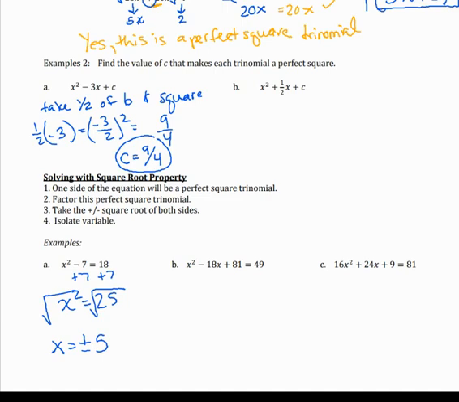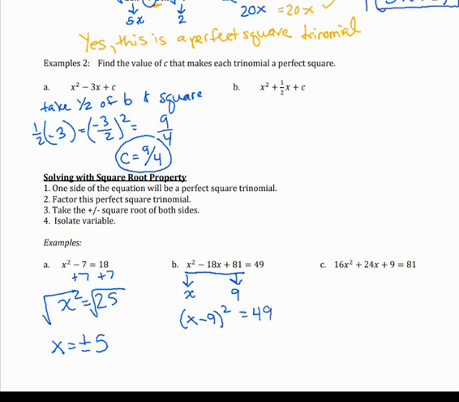With B, it's not so simple, right? I could subtract 81, but then I still have x's on both sides. However, the good news is this left-hand side is an entire perfect square trinomial. So I'm going to factor that. The square root of x squared is x. The square root of 81 is 9. Twice 9x is 18x. So we have a perfect square trinomial. I will factor that. That will become x minus 9 all squared, the minus sign from the subtraction, equals 49.